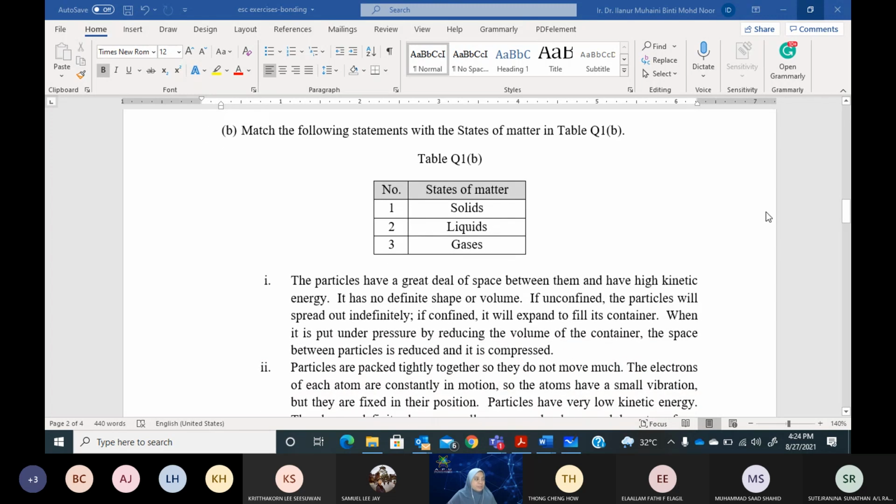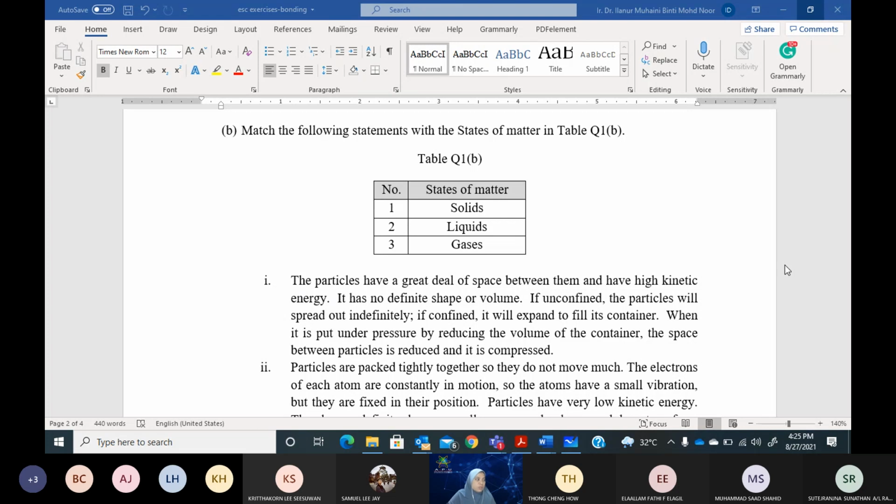Okay, part B. Match the following statements with the state of matter in table Q1B. So for example, you have states of matter: solid, liquid and gas. Then you have several statements here. Each state should have 3 only, since you have 3 here also. Okay. So number 1, the particles have a great deal of space between them and have high kinetic energy.